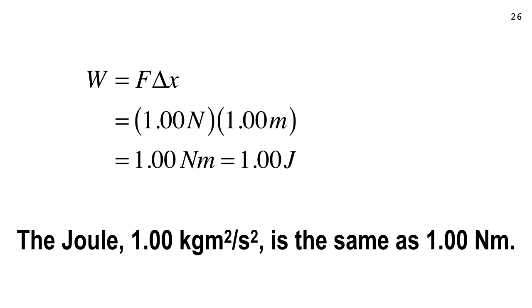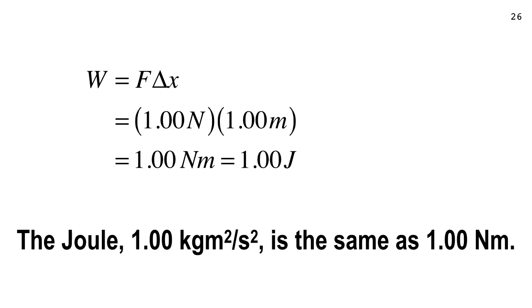Now, it's also the same as a Newton meter, Nm. All right? And so the joule, in its most fundamental units, is kilogram meter squared per second squared. Sometimes it's helpful to use 1.00 Newton meters, and they're equivalent. So you could write down joule, capital J, or kilogram meter squared per second squared, or Newton meter. All three of those are the same.